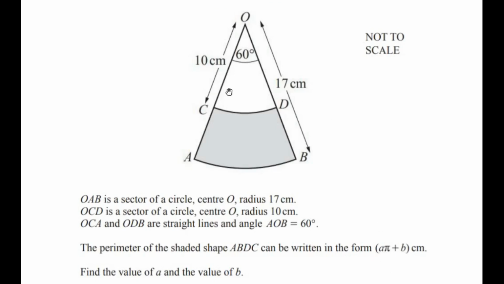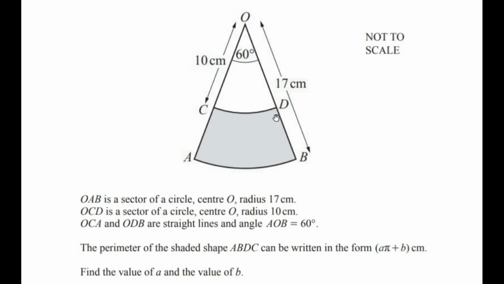So let us try to understand the question first. Here we can see that two sectors are given. One is a bigger sector OAB with radius 17 centimeter and another one is a smaller sector OCD with a radius of 10 centimeter. Now both have a common central angle of 60 degrees. Now in this diagram we need to find out what is the perimeter of this shaded region.